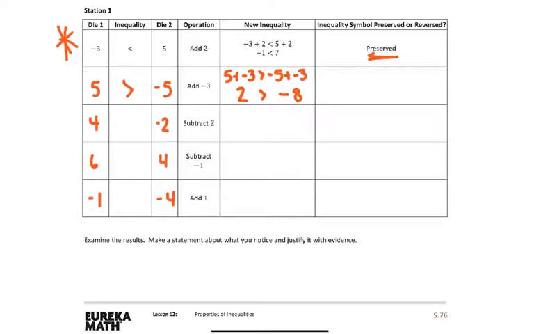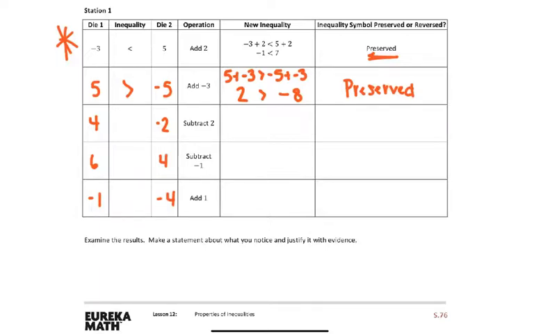So in my box over here where it says, is the inequality symbol preserved or reversed? I can say that that inequality symbol was preserved because I did not change it in any way. I left it exactly the same. Okay, so let's keep looking at these problems and see what happens to all of these inequalities when I either add or subtract a number.